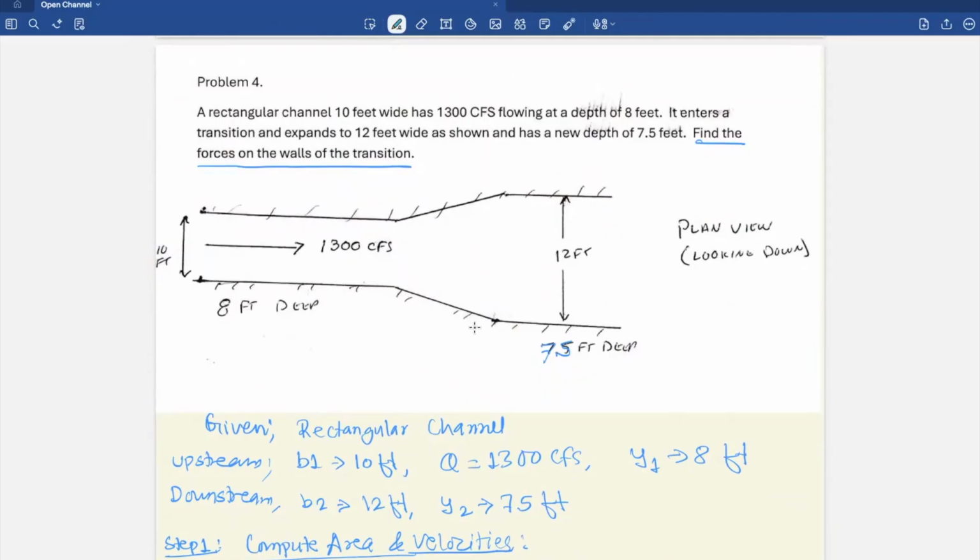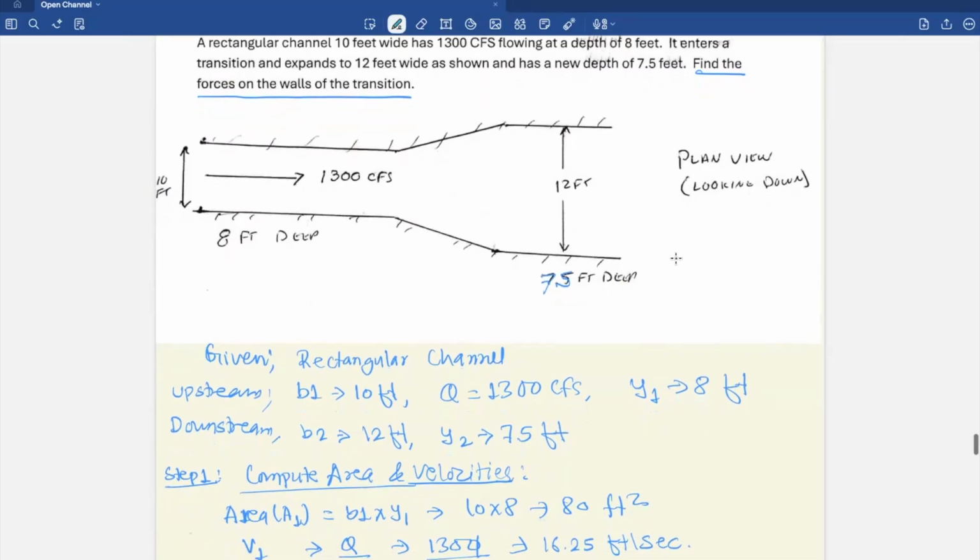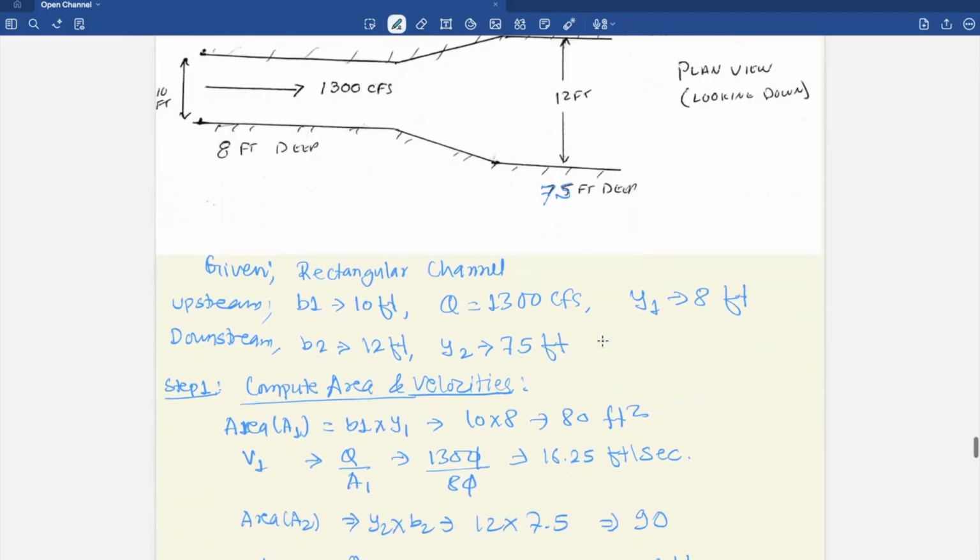A rectangular channel of 10 feet wide has 1300 CFS flowing at 8 feet deep. It expands to 12 feet with a new depth of 7.5 feet. We need the force on the walls of the transition.